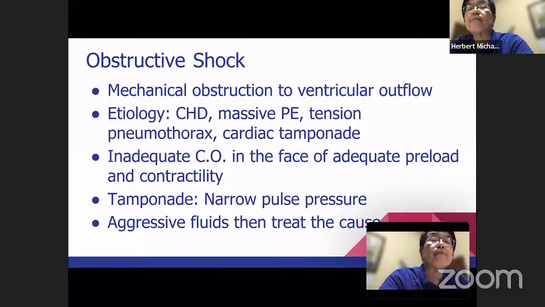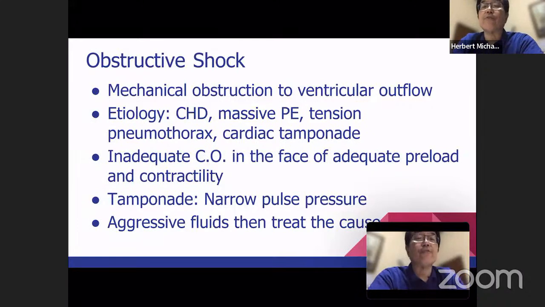Patients with tamponade would actually have a narrowed pulse pressure. So I wrote here, management would be aggressive. So once you recognize it, you have to be aggressive with the fluids, treat the underlying cause, and don't worry about congestion because congestion can be treated later on.